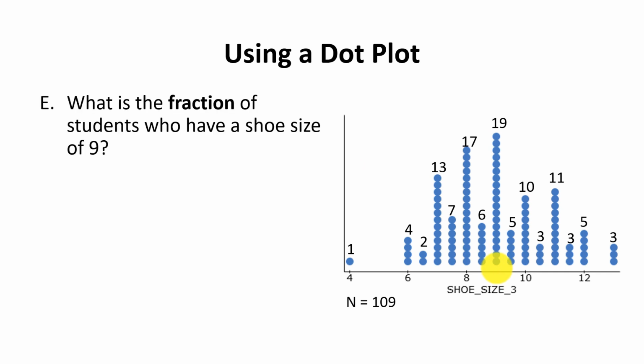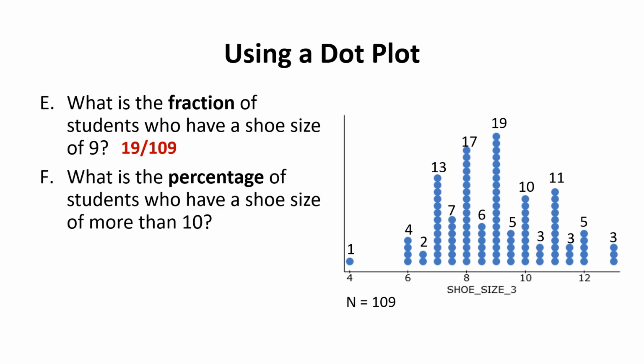Next, what is the fraction of students who have a shoe size of 9? Well, there were 19, a frequency of 19 that had a shoe size of 9. But now we want to know what is the fraction of students. That's another way of saying what is the relative frequency. 19 out of how many? Well, that would be 19 out of the grand total 109. So the fraction would be 19 out of 109. You could change this to a decimal or a percent if you like, but the question asks what is the fraction. So it's fine if you leave it as a fraction.